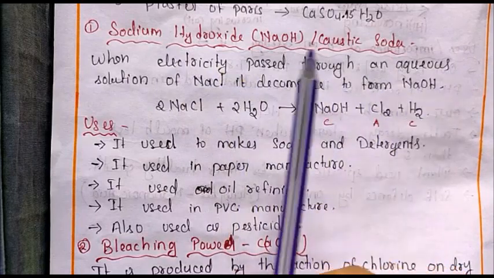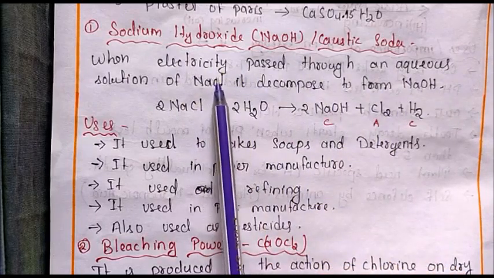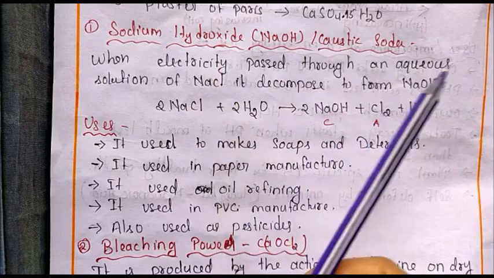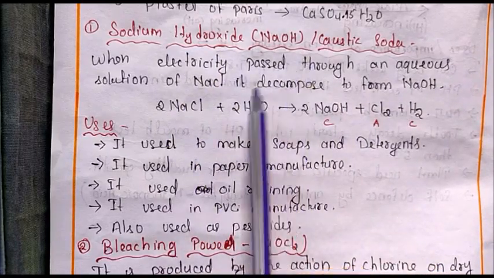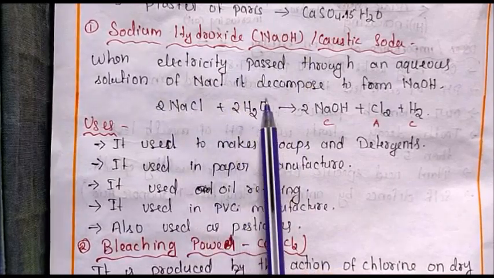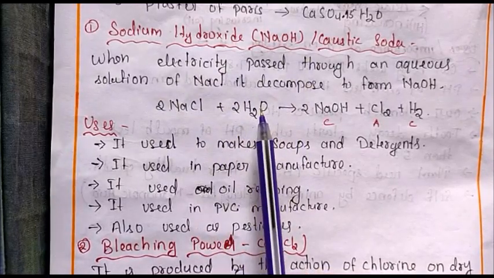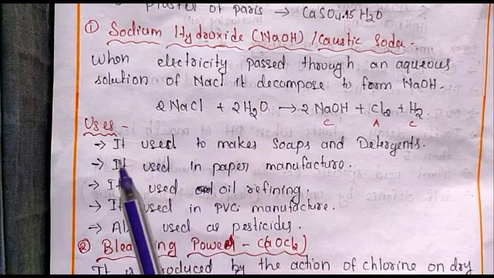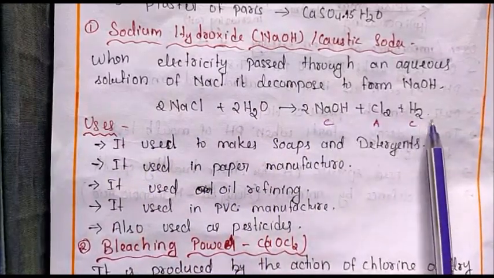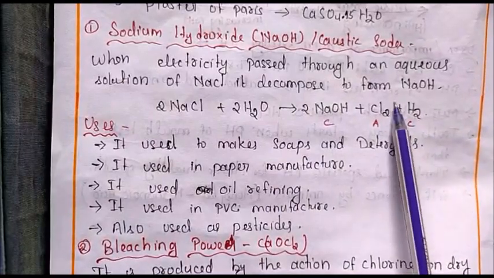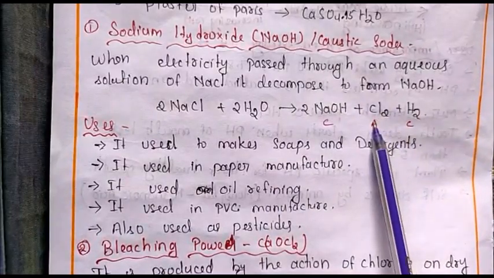Where? In aqueous solution of NaCl. When we pass electricity through an aqueous solution of NaCl, we will get NaOH. See, NaCl plus water. Aqueous solution means in water we provide electricity. So there is a cathode and anode. At the cathode, sodium hydroxide and hydrogen gas evolve, and at the anode, chlorine is there.